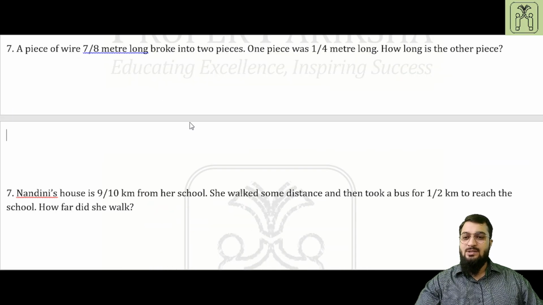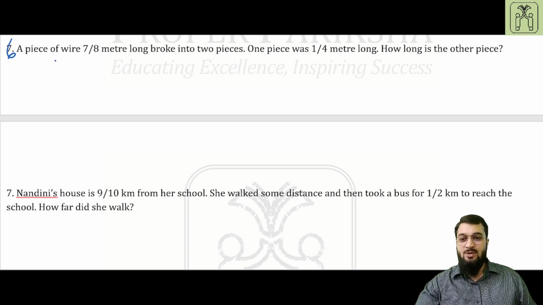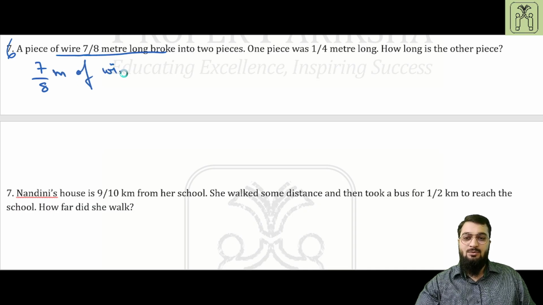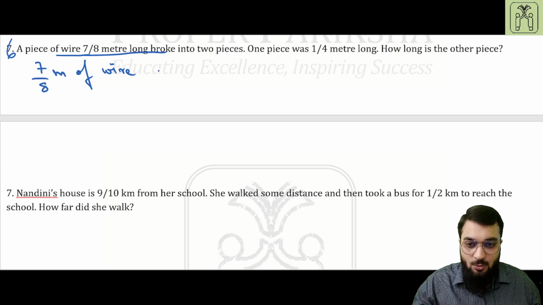So the next question is, this is 6 not 7, it is just a typing error. Question number 6 says: a piece of wire 7 by 8 meter long broke into two pieces. Okay, so we have a 7 by 8 meter long wire, understood, that is the whole. That is what is in consideration, broken into two pieces, understood.